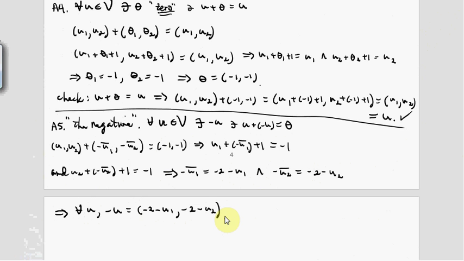You see what I mean? That it's possible that 0 may not look like 0, but it acts like a 0. The negative of a vector may not look like the standard negative, but it acts like a negative. And that's the key.